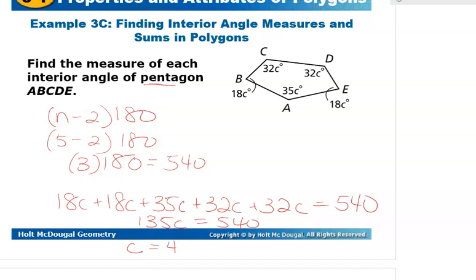C equals 4. Now, we were trying to find the measure of each, so we're going to take that C, and we're going to plug it back in. So 35 times 4, this angle is 140. 18 times 4, you get 72. And this one's also 72 because it's the same. Okay, and 32 times 4, you get 128 for both of these.